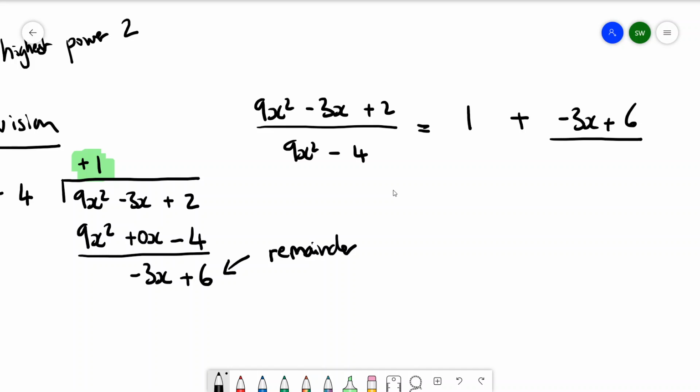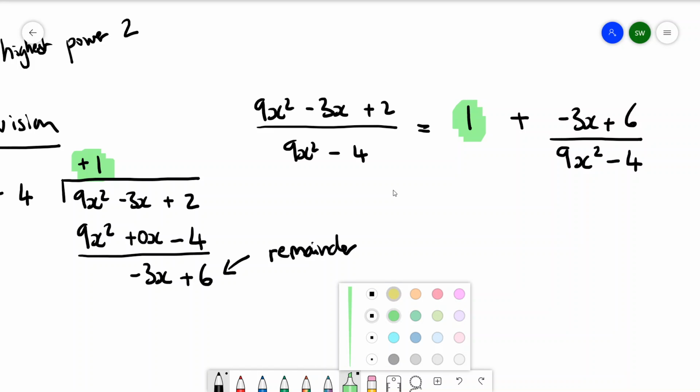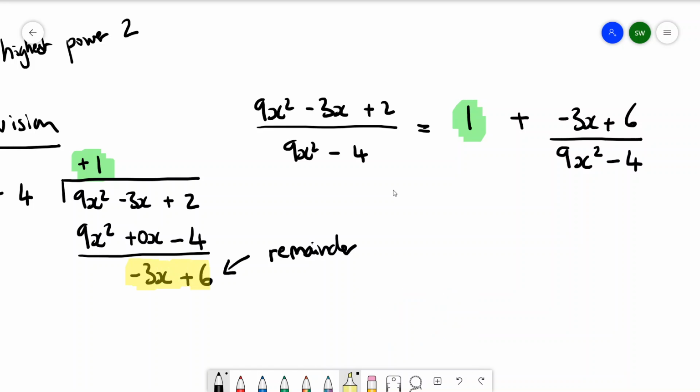Divided by, so on the top's the remainder, and on the bottom is the denominator, which we're dividing by, which is 9x squared minus 4. So our quotient went there, and our remainder went on the top of that fraction there.